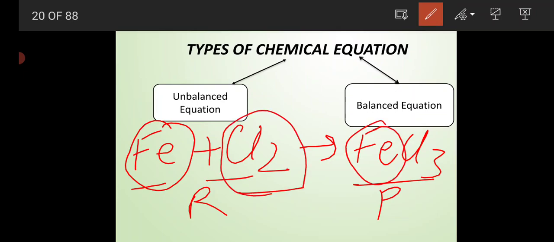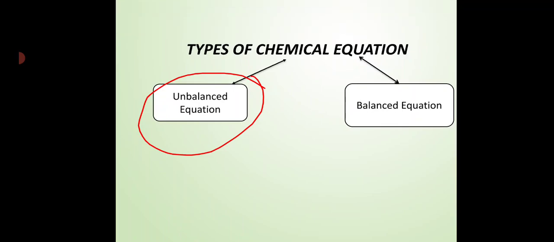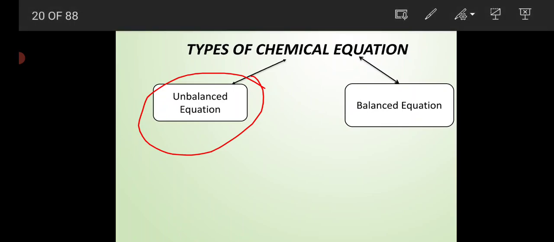But what about the chlorine atom? Here 2 atoms of chlorine are there, but on the product side 3 atoms of chlorine are there. It means that on both the reactant side and the product side the number of atoms of the elements is not balanced. That type of reaction is known as an unbalanced equation. And a balanced equation is one where the total number of atoms present on the reactant side as well as on the product side are equal.